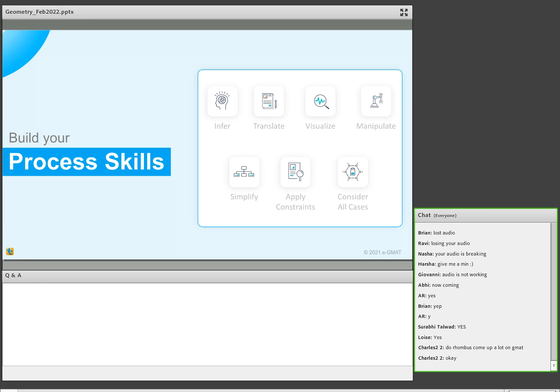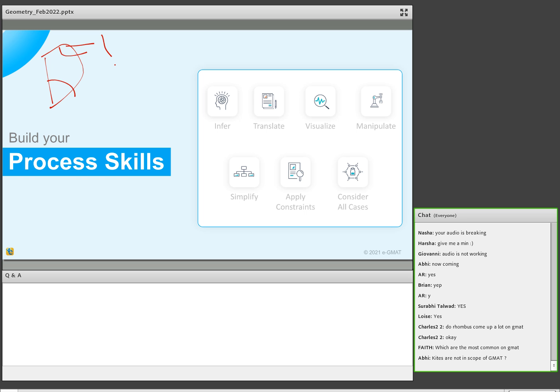Now we're going to discuss what we call process skills. Some of you asked what I mean by process skills. On the GMAT, you're not going to get a question which says, hey, this angle is 60 degrees, what is this angle? Have you ever seen a question like that on the GMAT? The answer is no, right? The GMAT is always going to test you on a higher level of application. You're never going to get pure, factoid kind of questions, typically.